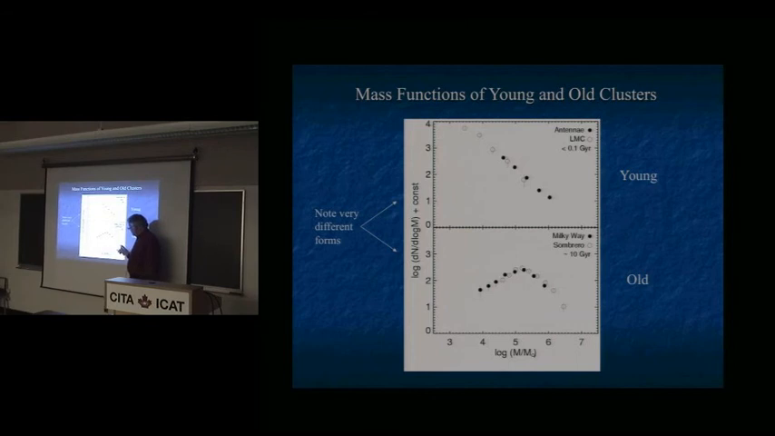On the other hand, if you plot them in the same way, this is the log of the number of clusters per unit log mass, then this is still a power law, no matter how many logarithms you do here. The mass function for the old clusters, the so-called globular clusters, in the Milky Way and the Sombrero, are functions that are peaked here. So in this case, something has happened.